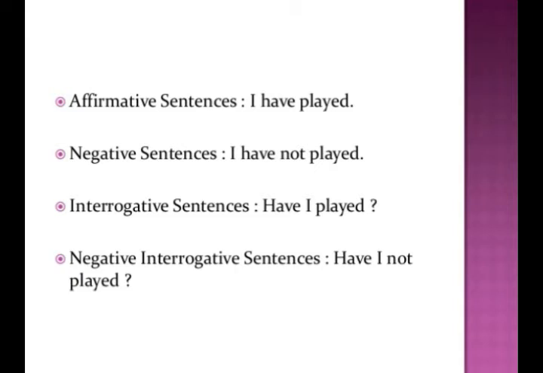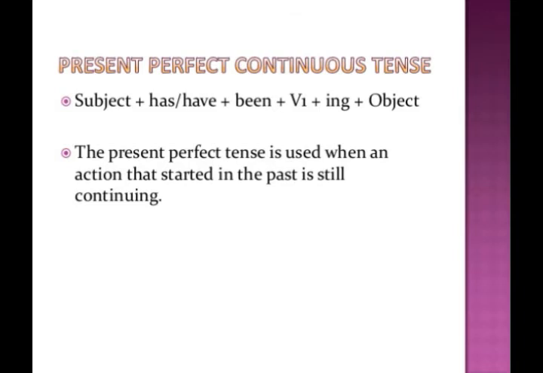And if we see the negative sentence, then I have not played, in which not denotes the negativity of the sentence. In interrogative sentence, have I played, it shows that it's a questionable sentence. While have I not played, it's a negative interrogative sentence. Okay. Now let's see the present perfect continuous tense.